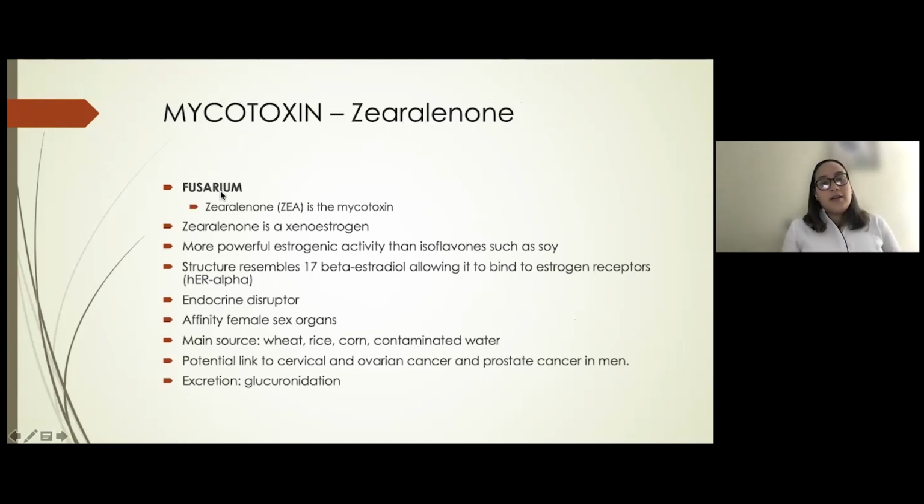So Zea, from the Fusarium mold family, is a mycotoxin. The reason I wanted to give it a special shout out and add it to this presentation is because it's a xenoestrogen. I would say there's an epidemic, or at least a small epidemic, of women coming in with endometriosis, PCOS, and ovulation issues, so many things. I think we're all seeing it to a certain degree in our clinical practice.